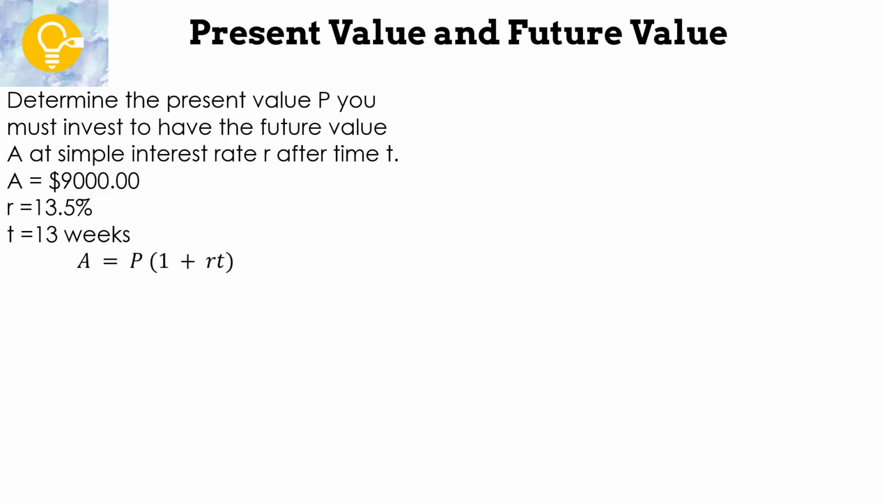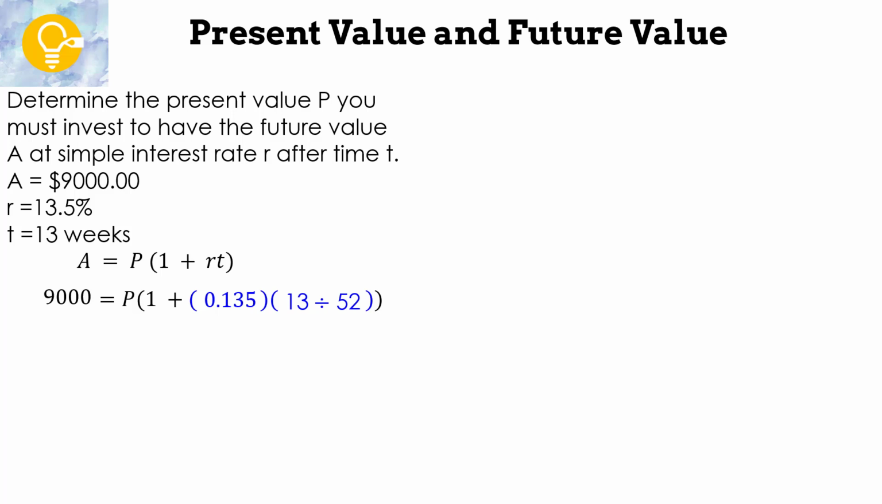Let's put up our formula. A equals P times 1 plus RT. Now let's fill in what we know. We know we want $9,000 in the future. We don't know our present value, but we do know the rate is 13.5%. Now we need to change that to a decimal. The time is 13 weeks, but to base that on a year, we have to take 13 divided by 52. Hopefully you know that there are 52 weeks in a year, and that's why I took 13 divided by 52.